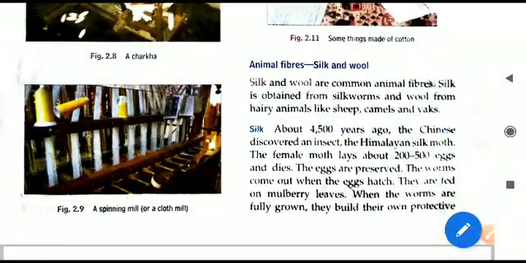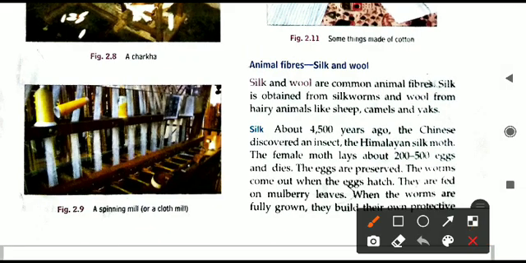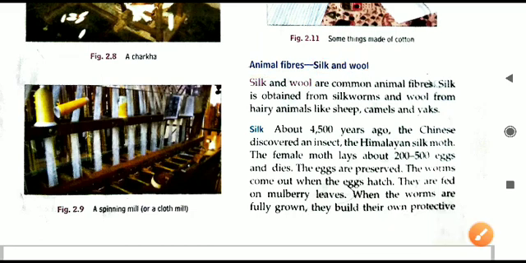Next one, in the next video, now we will not continue now. In the next video we will talk about the animal fibers. In that, two types of fibers we will read, silk and wool. What are the sources of these fibers and how they are produced or converted into the final cloth items. That all we will be covering in the next video.